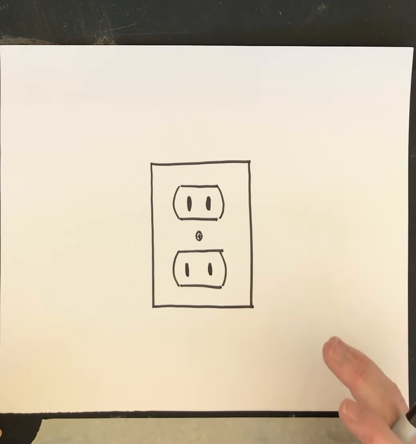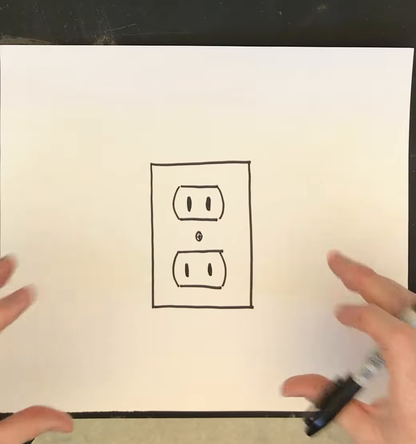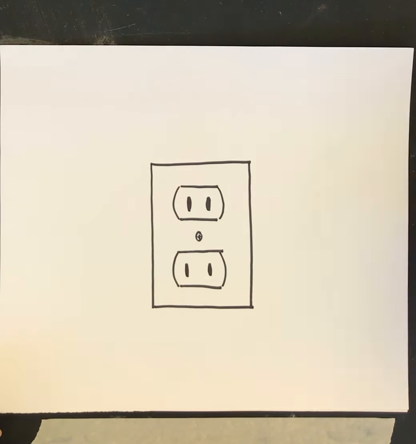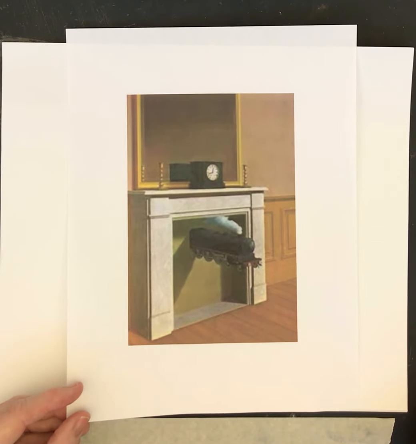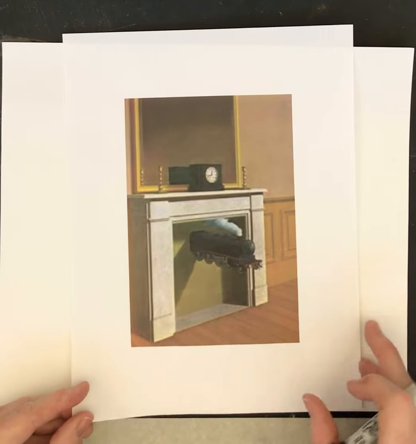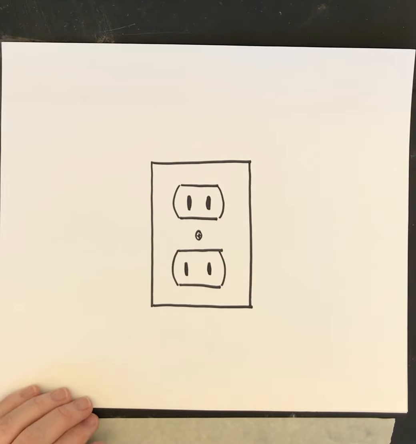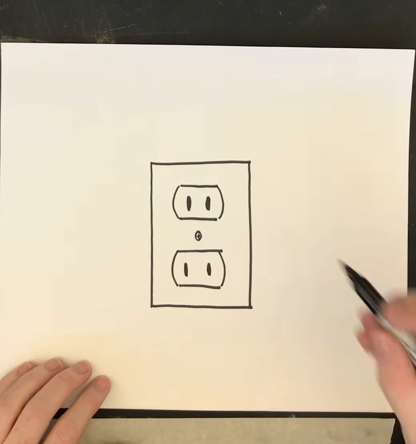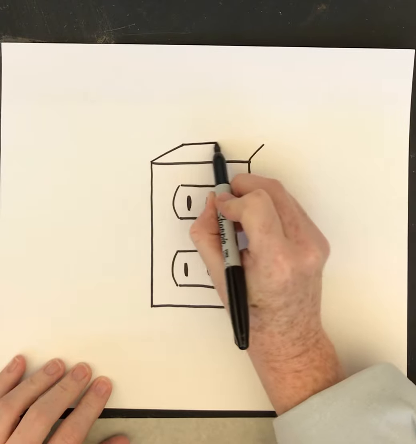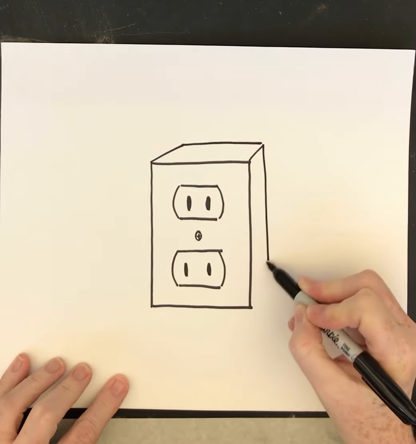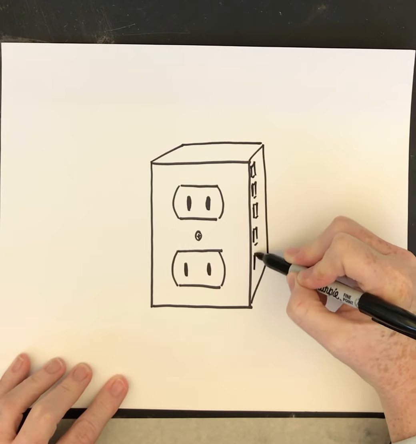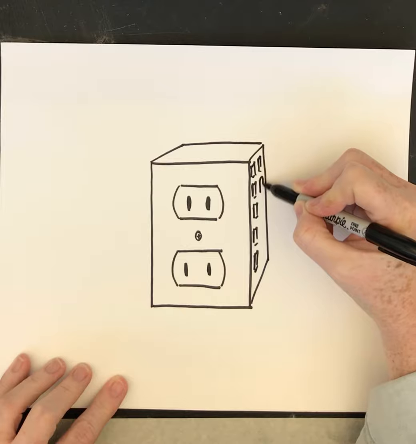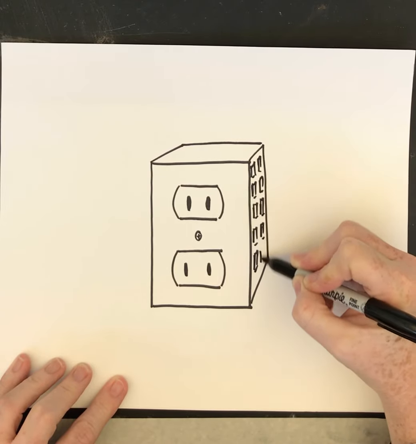So we want to put this object in a place where it doesn't belong. So for instance, if we go back to this one, this train is not in a place where it belongs. Trains don't normally come out of fireplaces. So we want to put this electrical outlet into an environment where it doesn't belong. So I'm going to start by turning this, maybe you can tell what I'm doing with this. I'm creating a building out of this electrical outlet.